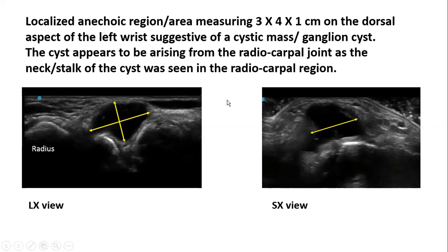But most important is you define it as an evenly anechoic or hypoechoic structure, which is on the dorsal aspect, and it measures so and so, and it is a cystic mass. So that's the important thing with ultrasound. Ultrasound is great in differentiating solid from cystic. So we have to define cystic versus non-cystic.